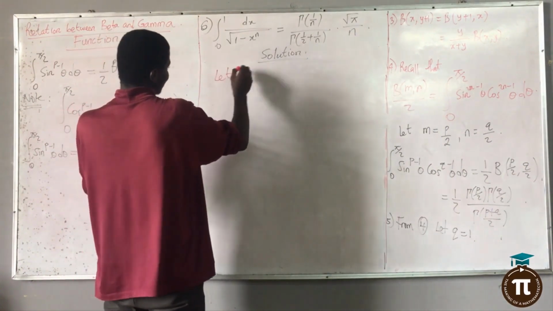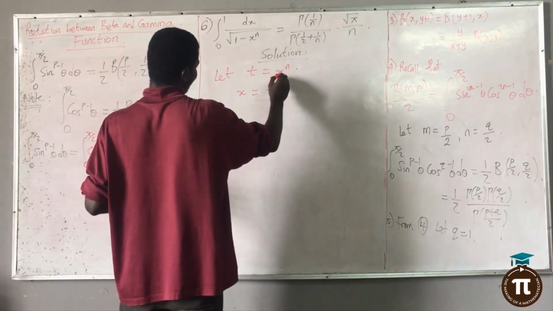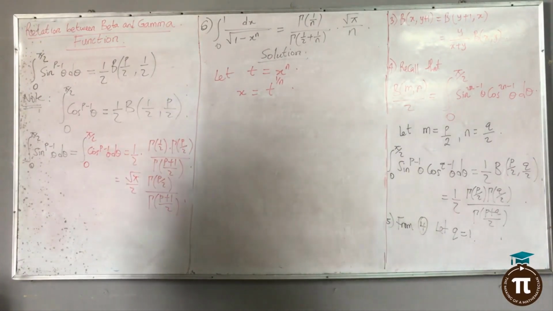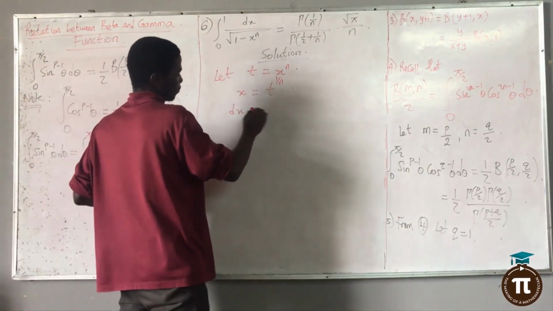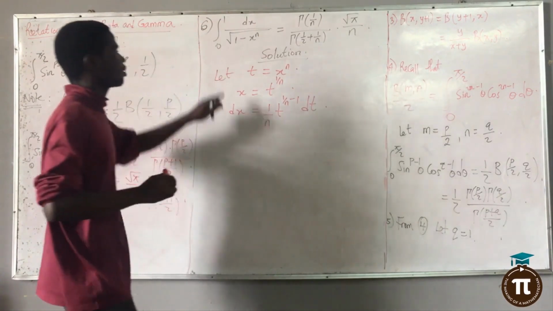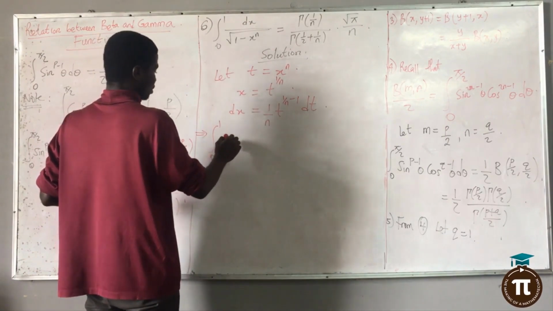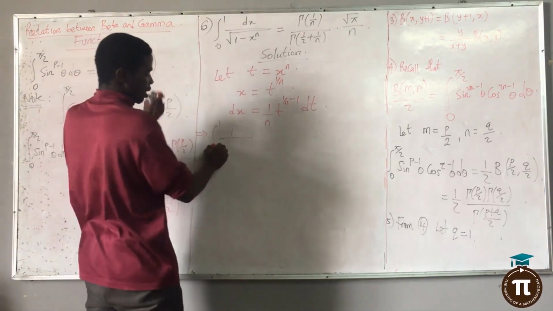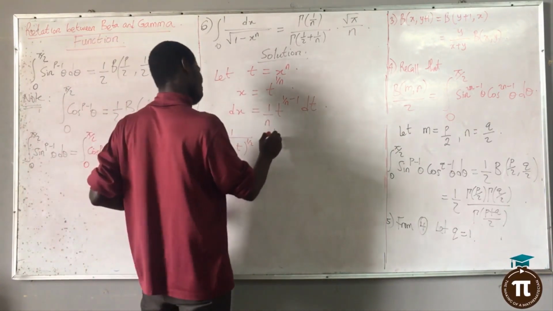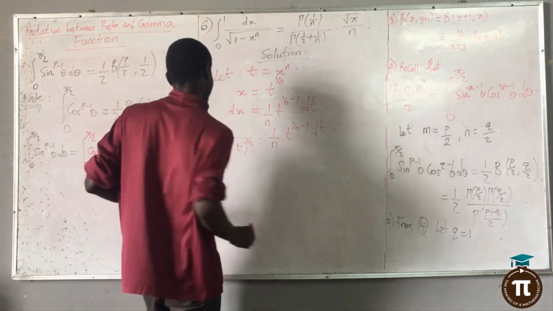So what I will do is let t be s raised to the power n. So s should be equal to t raised to the power of 1 over n. Differentiating: when s is 0, t is 0, and when s is 1, t is 1. So ds is 1 over n, t raised to the power of 1 over n minus 1 dt. So this will now be equal to the integral from 0 to 1 of 1 over, this is 1 minus t now, 1 minus t raised to the power of 1 over 2, multiplied by ds, where ds is 1 over n, t raised to the power of 1 over n minus 1 dt.